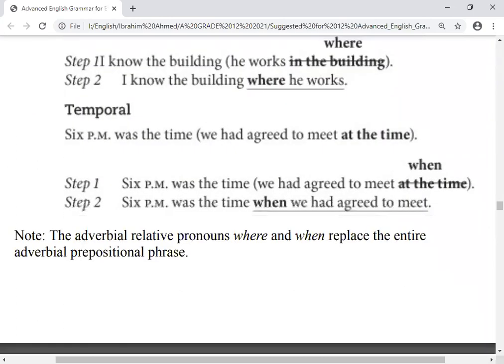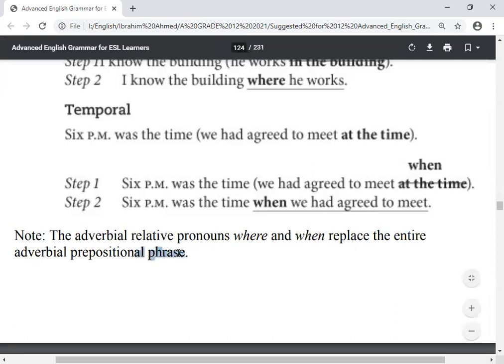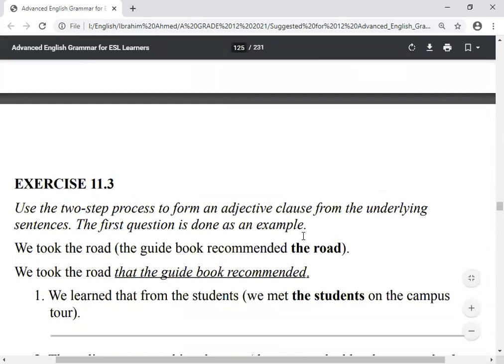Temporal means time, or when. 6 p.m. was the time. We had agreed to meet at the time. Step one, instead of this prepositional phrase, we put when, and then pull when to the beginning of the adjective clause, and so on. The adverbial relative pronouns where and when replace the entire adverbial prepositional phrase. Again, where replaces an entire prepositional phrase, including the preposition itself. The same goes for when. Okay?